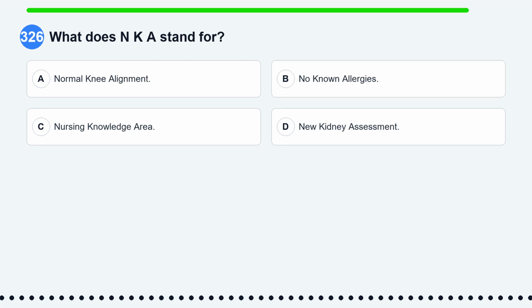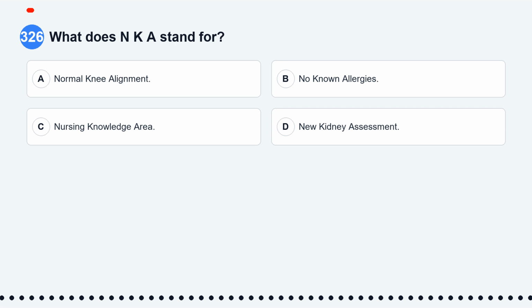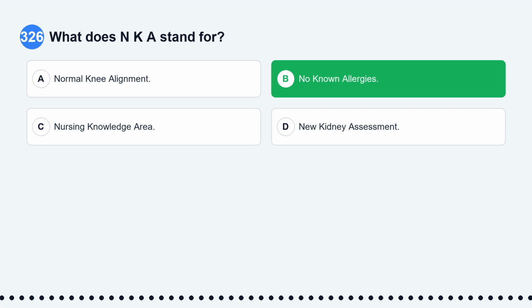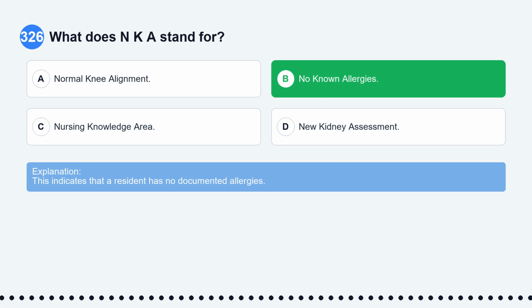Question 326. What does NKA stand for? Option A, normal knee alignment. Option B, no known allergies. Option C, nursing knowledge area. Option D, new kidney assessment. The correct answer is option B, no known allergies. This indicates that a resident has no documented allergies.